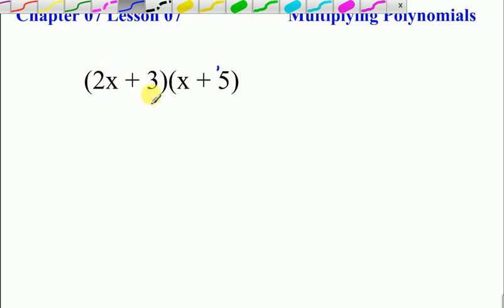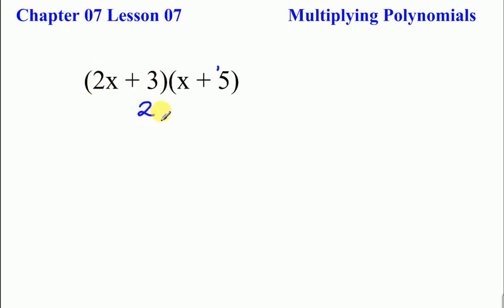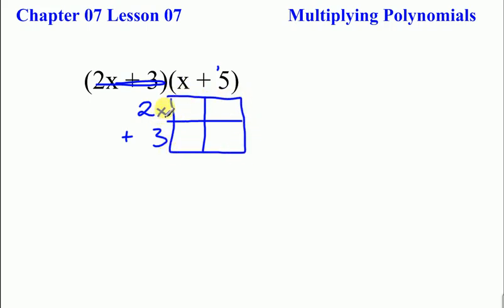So I'm going to take this first binomial and I'm going to write it down here. 2x plus 3. So now I don't need this here anymore. And I'm going to write it like this. Make myself a little box right there. And 2x. Now I'm going to multiply with everything here.